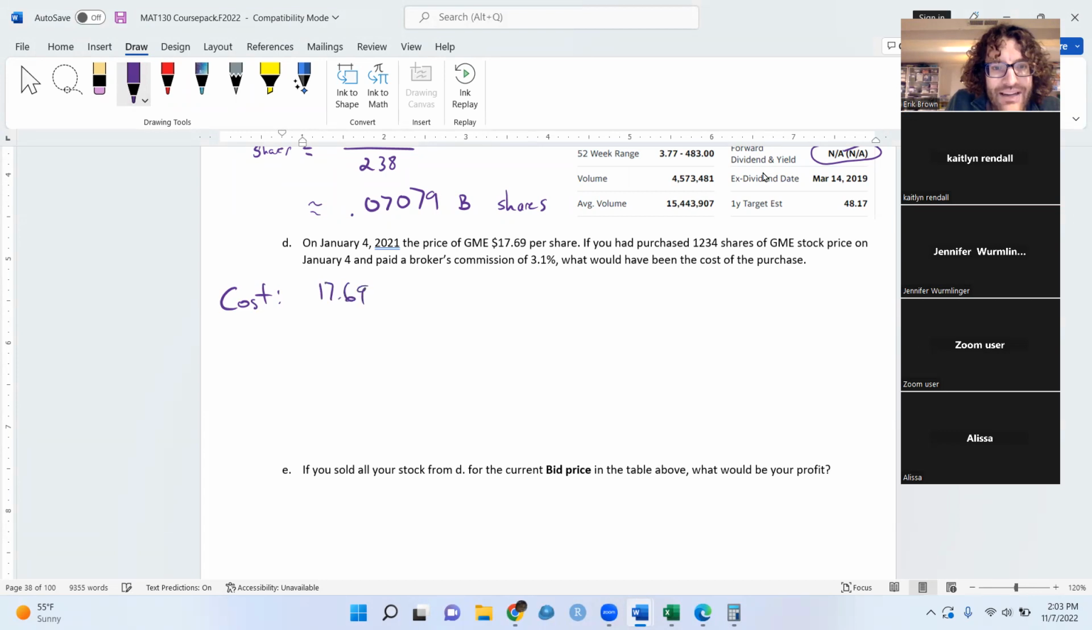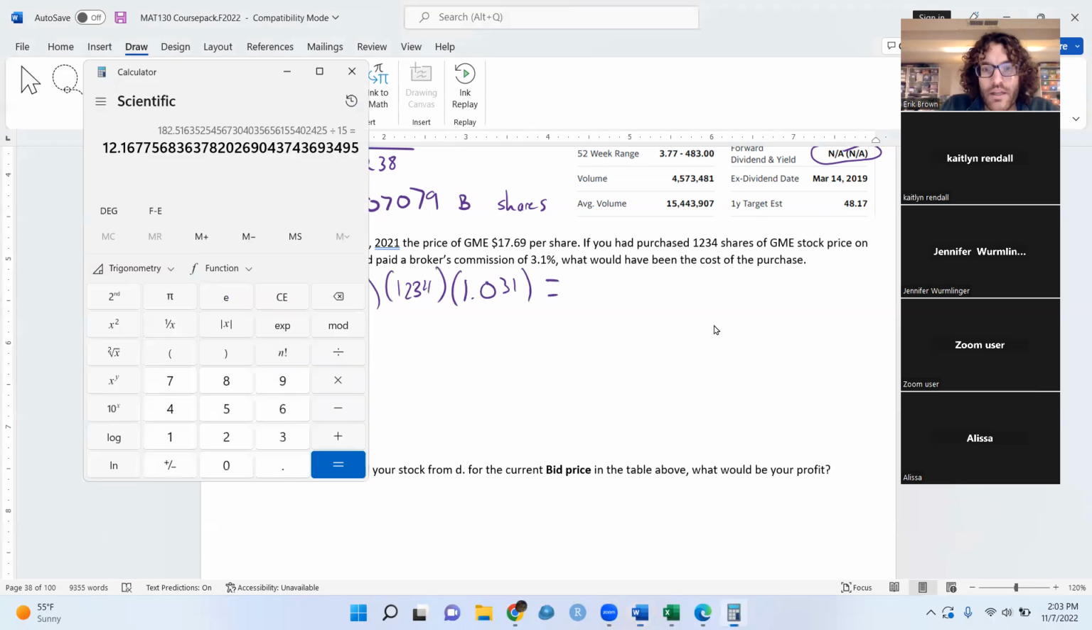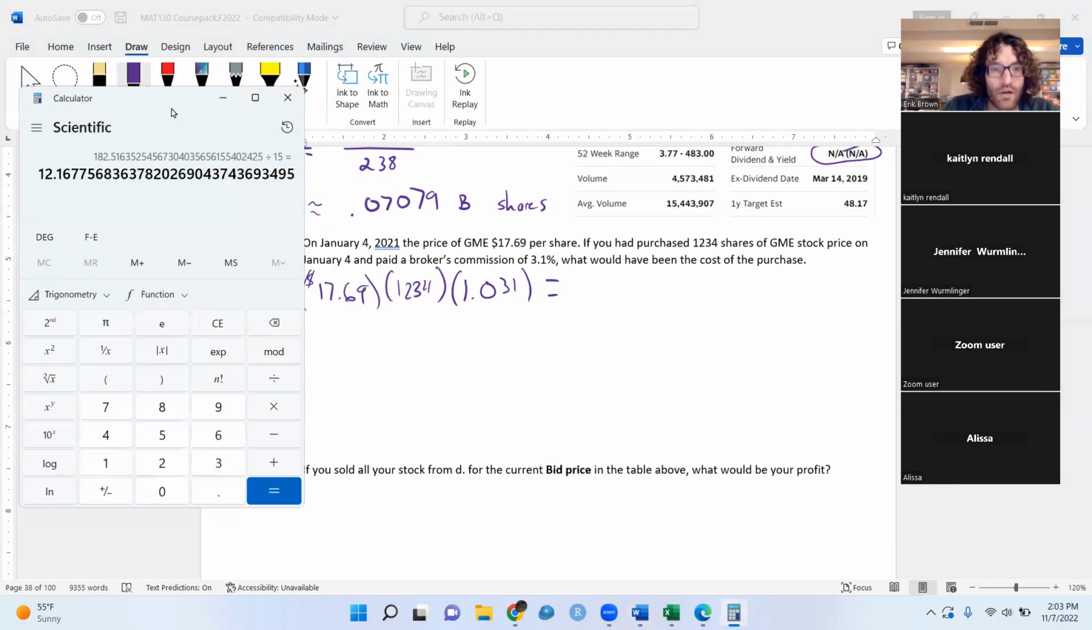Since we're adding the commission to the price of the shares, because all of it is money leaving our pocket, we can write this as 100%. So all of this plus the 3.1%. So we can write this as 1.031. This will directly calculate the cost. And then you don't have to do the percent and adding and all that. It's a little shortcut to what I did.